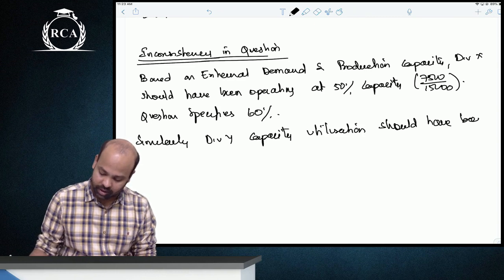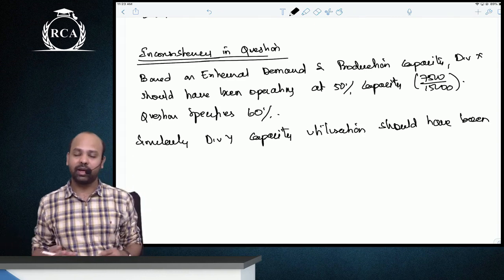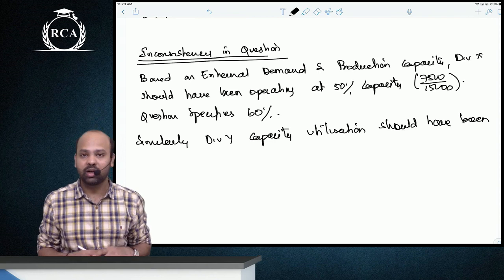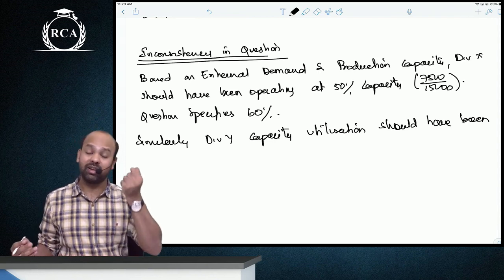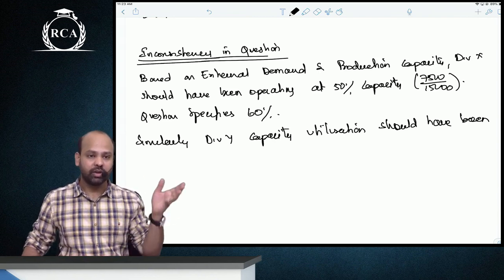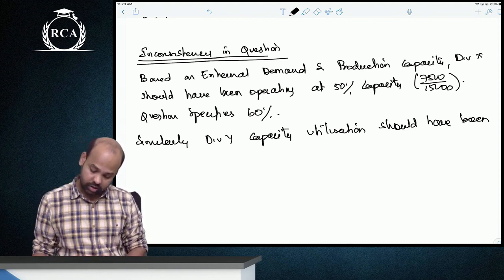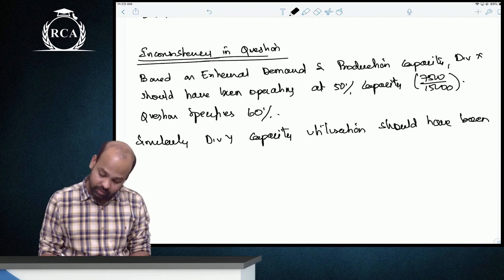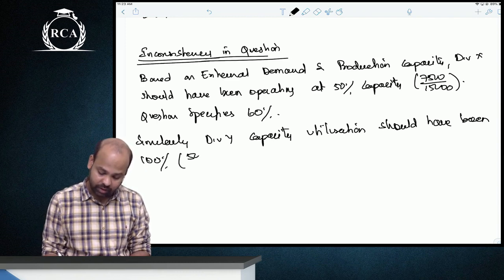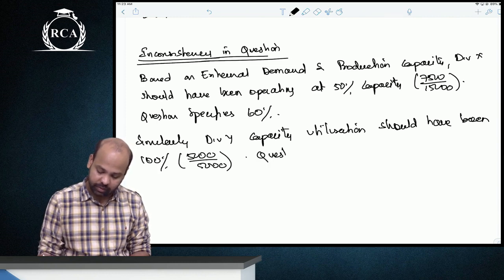Nice sir, what if they are unable to buy? If they are unable to buy from the outside market, they should mention that. In that case even the transfer pricing decisions are incorrect, because the market price is not appropriate to base transfer prices on. Division Y capacity utilization should have been 100%, 5,000 by 5,000. The question specifies 80%.